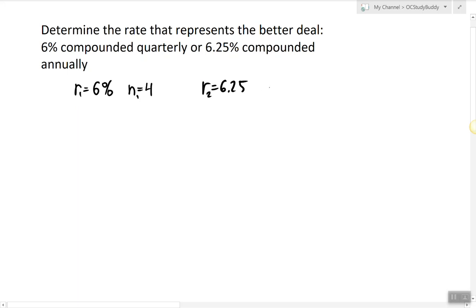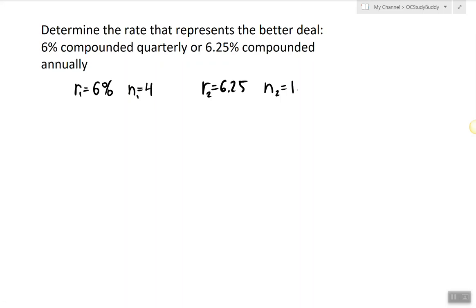Compounded annually means it's only compounded once a year. And the way we're going to compare these two interest rates is we're going to find the effective interest rate for each one of them. So what is the effective interest rate? The effective interest rate is essentially the interest that you accumulate during the 1 year period, regardless of how many times the interest was compounded.